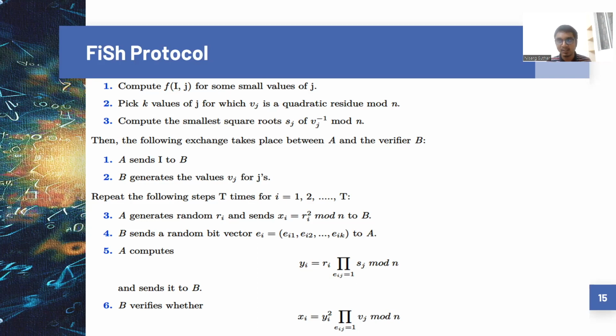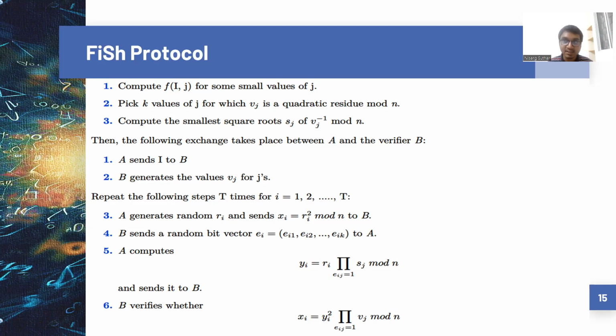Then after doing this initial work, we go on to the exchange between A and B. Now what A does is A sends I to B, I to the actual authority, and then B generates the values bj for the j's. Now the next steps are computed iteratively, t number of times. In this iteration, A generates some random value ri and sends xi equal to r square to B. After receiving the r square, B generates a random vector ej, which is very important, and B sends this to A. Now A computes yi, which is given on the slide, and then sends this yi to B.